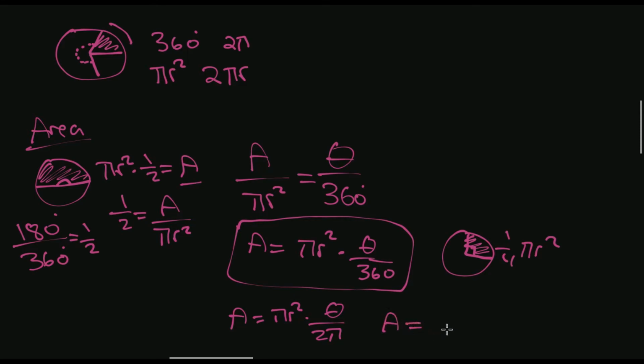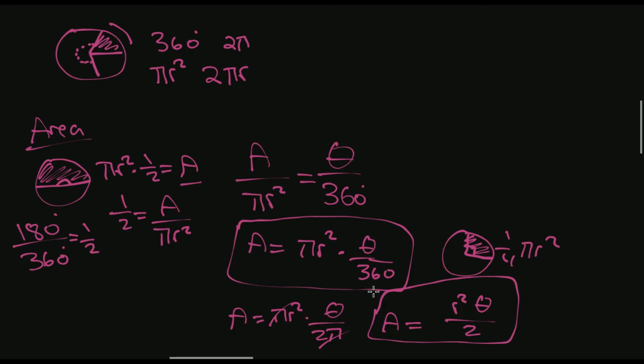And so this simplifies to area is equal to r squared times theta over 2, because these pi's cancel out. So both of these equations can be used. You just need to make sure that if you're plugging in radians, you're sticking to radians.